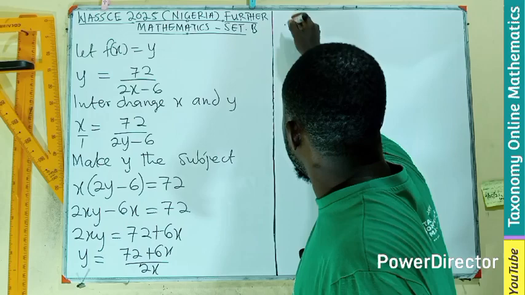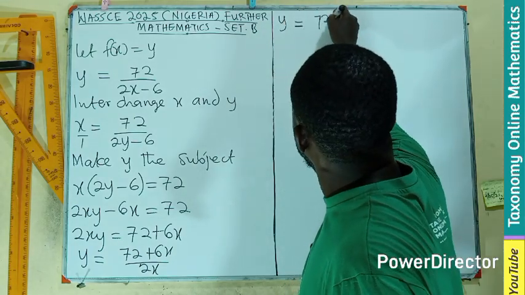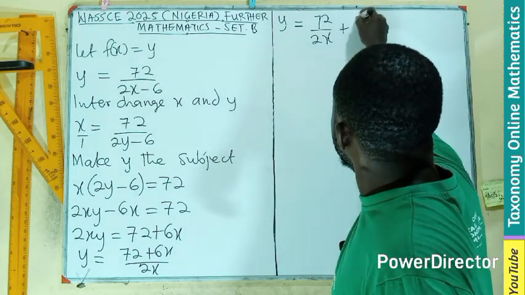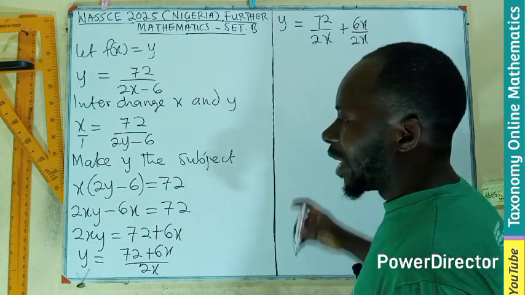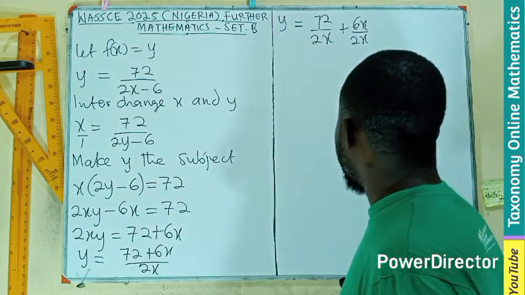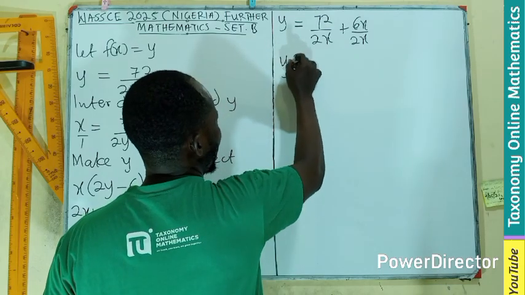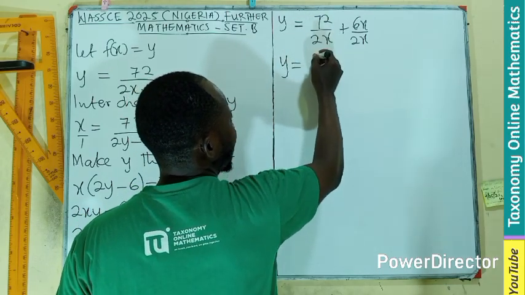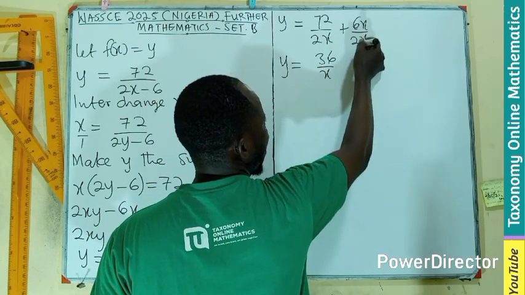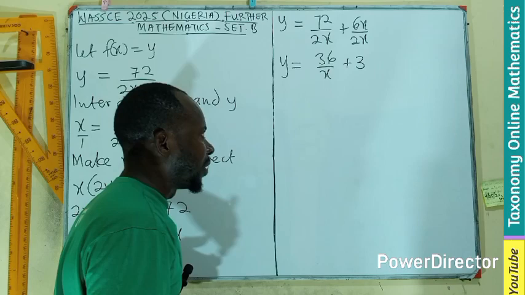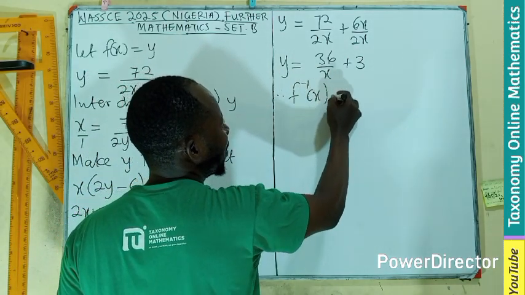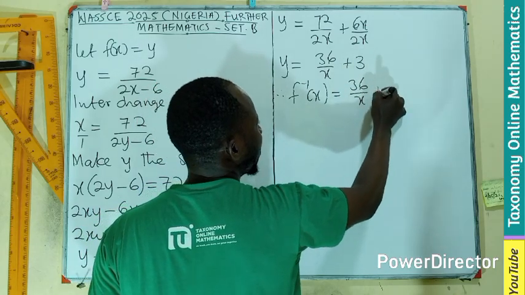Or from here, we can still have our y equals 72 by 2x, then 6x by 2x. We can do so like this. And in doing that, we can see that our y will now be equal to, 2 can go there, is that 36? So 36 over x. This will cancel x. We have plus 3. So therefore, we can have f prime of x is equal to 36 on x plus 3.